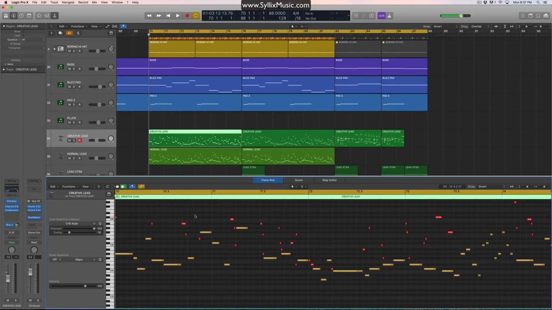Okay, so now that we have our piano roll open, let's actually explain what's going on here. Now in orange, we have the main melody that's being played, and in red, we sort of have these harmonic accents which I've added afterwards.